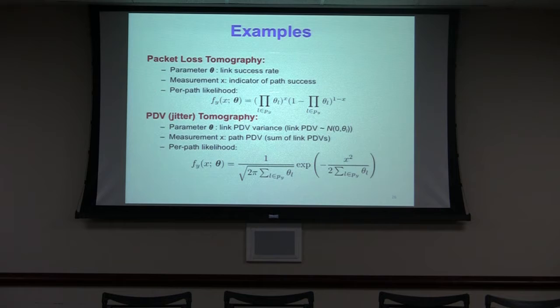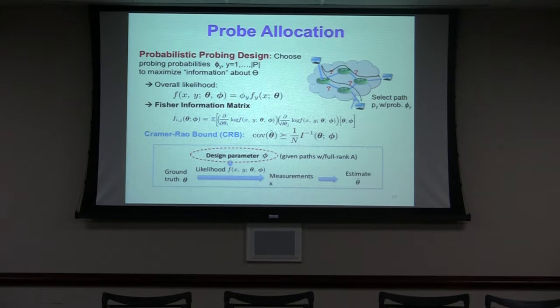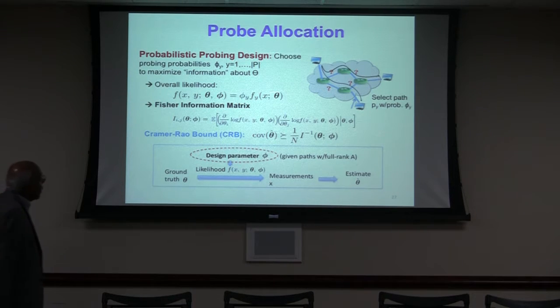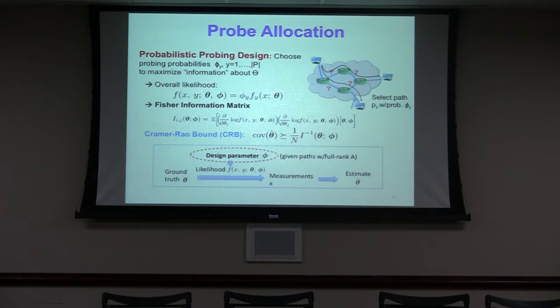Okay, so you have these things. In the deterministic case, probing the same path multiple times doesn't add any value, right? It doesn't change the measurement matrix. It doesn't give any additional information. But that's not true in the stochastic case. Some paths may be more informative than others. So the question is, how often should I probe different paths? Given a budget for a number of probes, how should I allocate them across the paths?